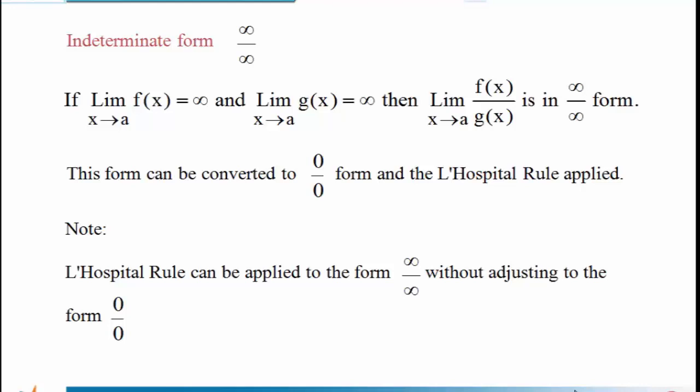Now we take the next form, infinity by infinity form. If the limit of f is infinity, and the limit of g is infinity, then the limit of f of x divided by g of x is in the form of infinity by infinity. This form can be converted to 0 by 0 form and L'Hospital rule we can apply, or we can directly apply L'Hospital rule to this infinity by infinity form without adjusting to 0 by 0 form. This is a very important note.